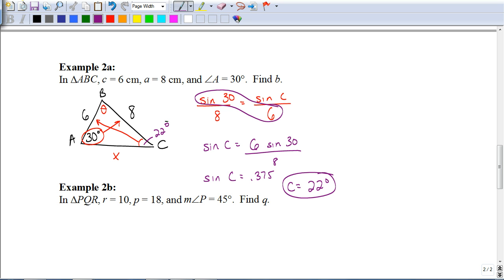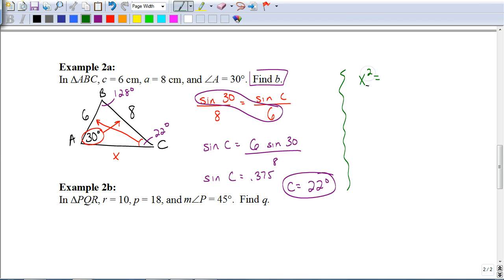Now I can use the fact that there's 180 degrees in a triangle to figure out the measure of angle B. So 180 minus 30 minus 22 would give me 128. But again, we're looking for the side across from angle B. So at this point, I would have two options. I could use law of sines or law of cosines. I could use law of sines to say sine of 30 over 8 equals sine of 128 over x and solve that. But let's just see how we'd use the law of cosines here.